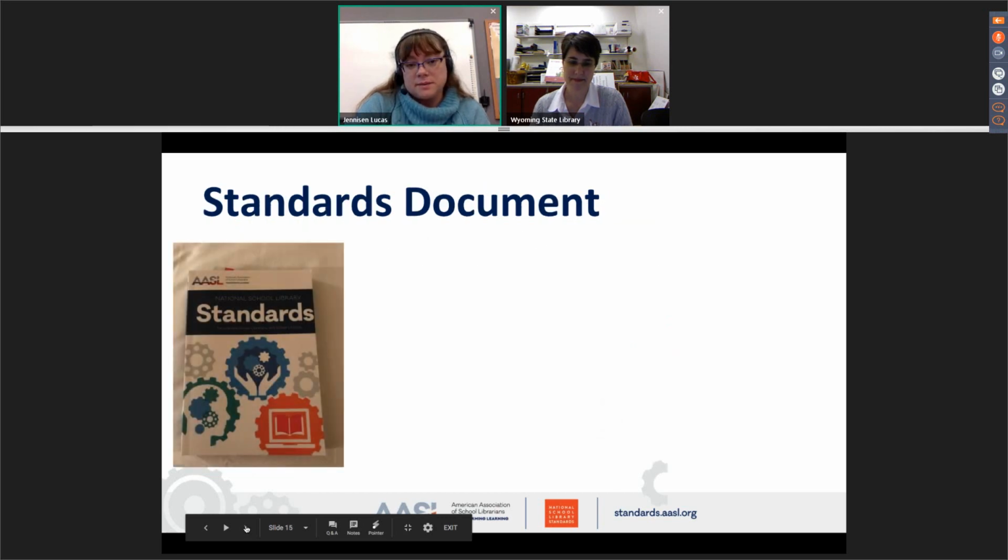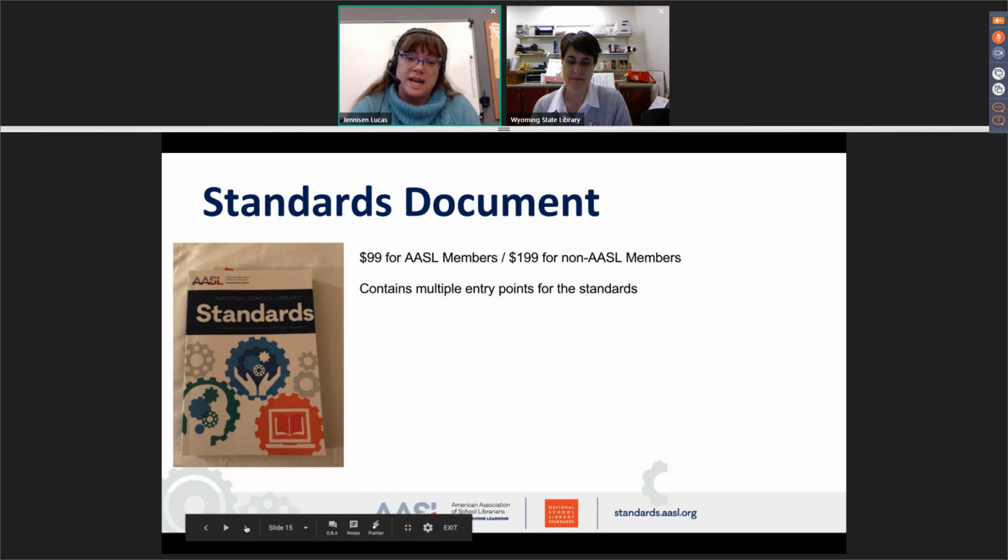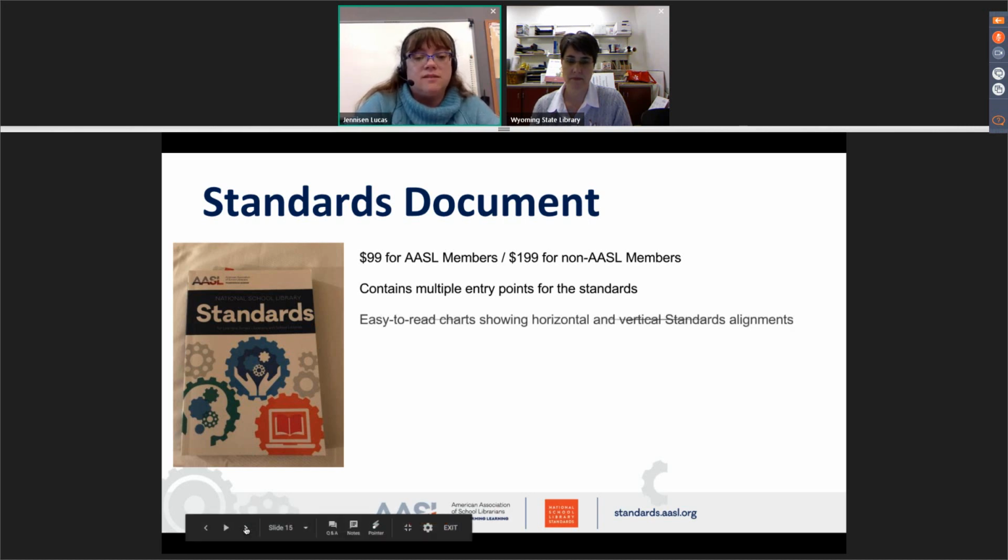So the standards document is, for one thing, kind of expensive. It's $99 for AASL members through the ALA store. It's $199 for non-AASL members. So my dues definitely paid for themselves this year. But I think it's worth every penny. It contains multiple entry points for the standards, so it includes all 3 competency sets: the learner, the school librarian, and the library. And there are several different ways of looking at it, so that if looking at all of them at once doesn't work for you, there are some single page views as well.